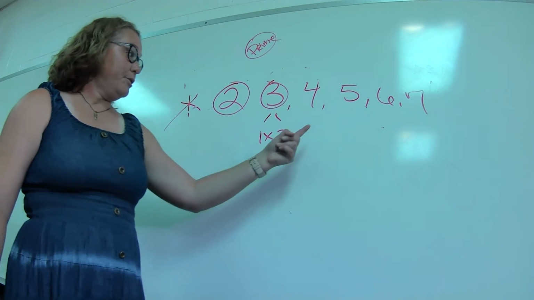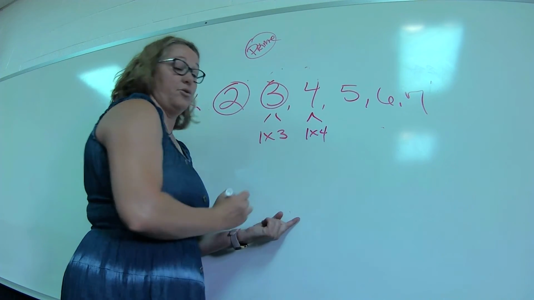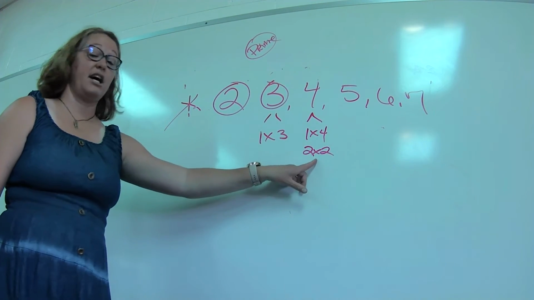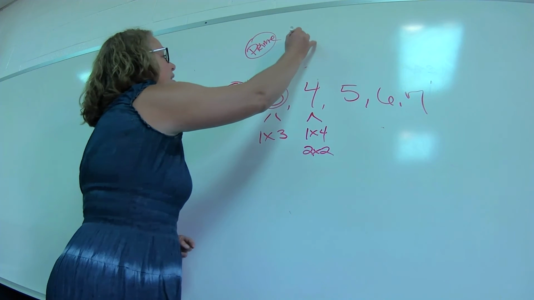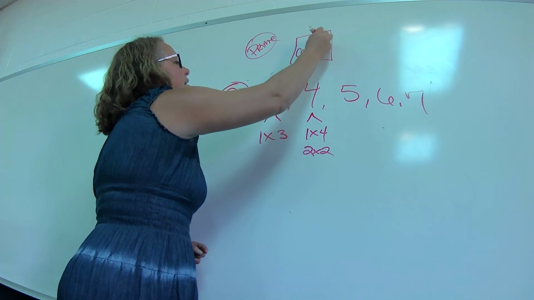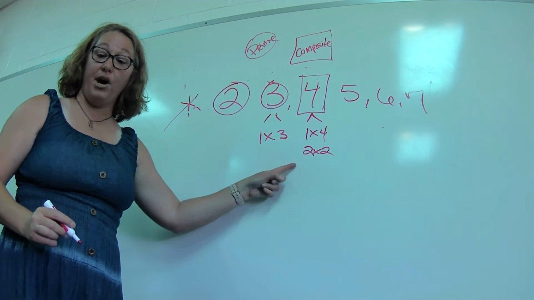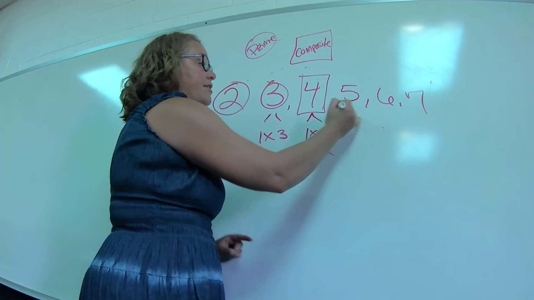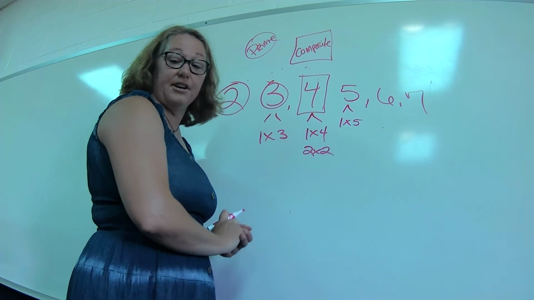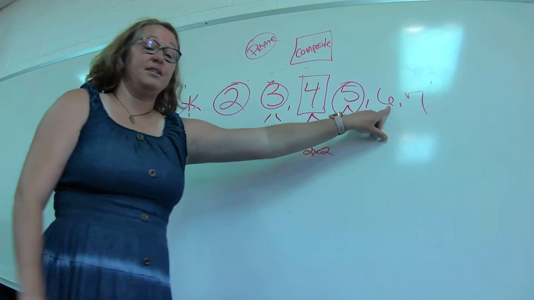All right. 4. Well, how do I get 4? Well, 4, I can get 1 times 4 and 2 times 2. That is a composite number. So let me put a box here, and we'll say composite. Okay, it has many parts. How about 5? Well, if I had to factor out 5, I could only get 1 times 5. Does anything else equal 5? Nope. So it's prime.